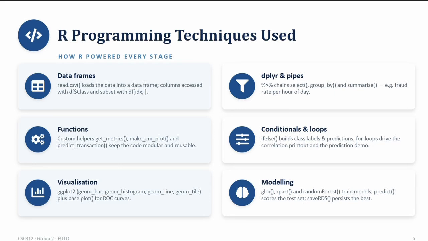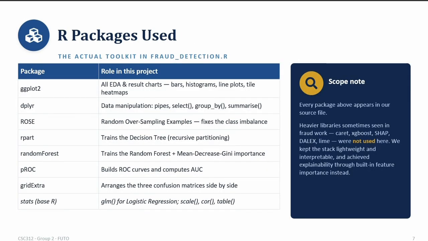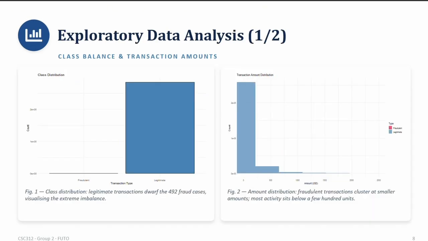Since this is an R project, here's a quick overview of the tools we used. We stored our data in data frames. We used dplyr and pipes to process it, and wrote our own functions to keep the code organized. For visualization, we used ggplot2. Then we built our models using GLM, rpart, and random forest. To balance the datasets, we used the ROSE package, and pROC helped us evaluate the model performance.